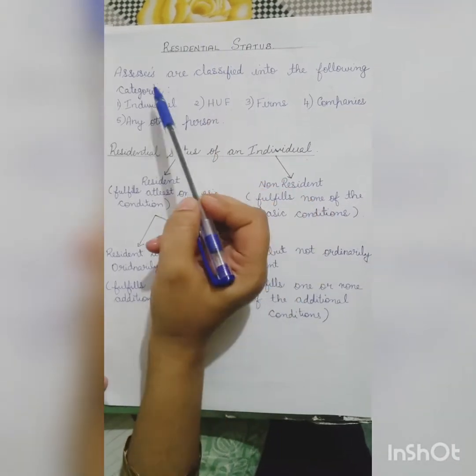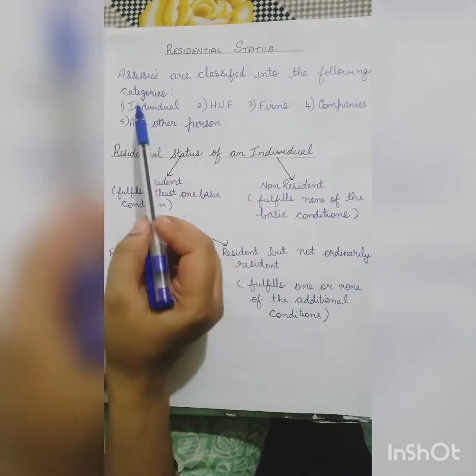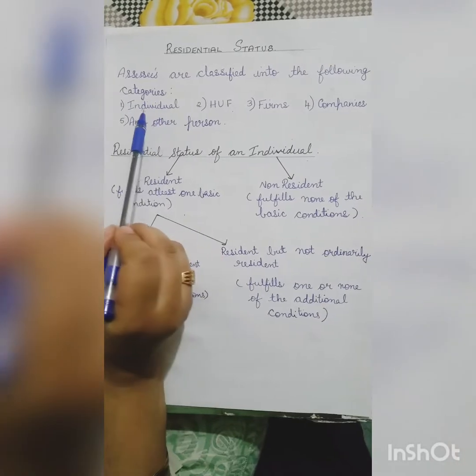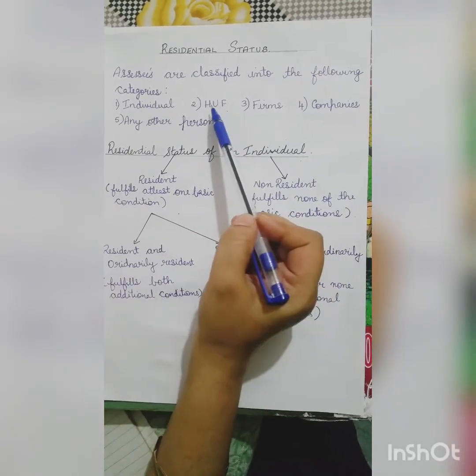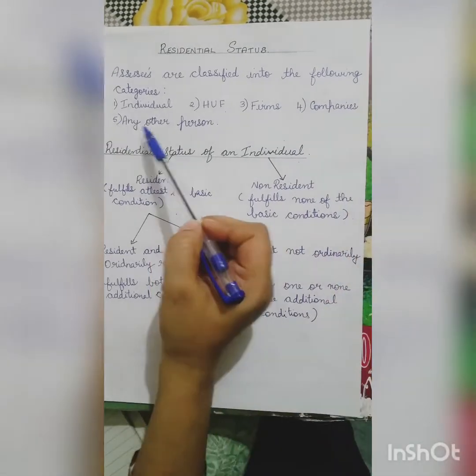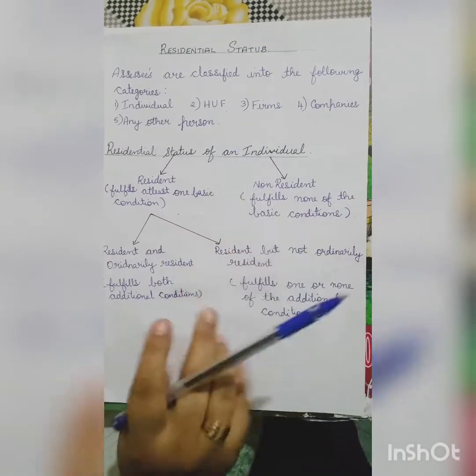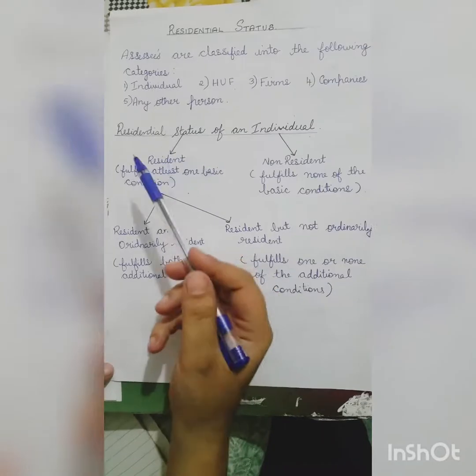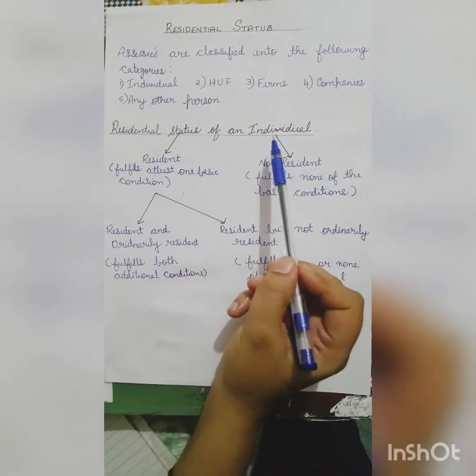For this purpose, assessees can be classified into the following categories. First, an individual, then a Hindu undivided family, then firms, companies and any other person. Now let's look into how to determine the residential status of an individual.